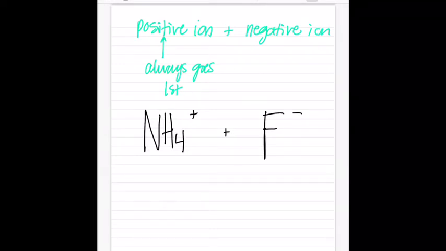Now, if you were to do this in terms of math, let's look at this real quick. If this is a positive 1 plus a negative 1, that would be 0. Basic math, you know this. The same kind of thing happens here. Because this is plus 1 and this is minus 1, they cancel each other out. So when you write this, it becomes NH4F. The plus and minus goes away, it drops off, okay?